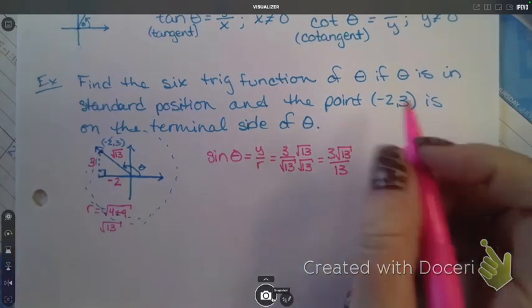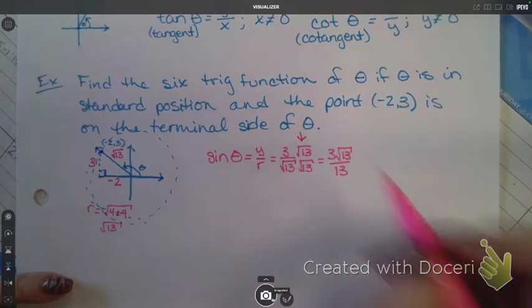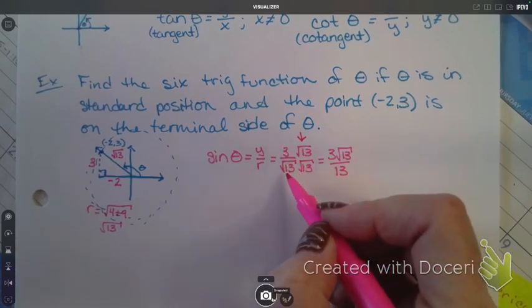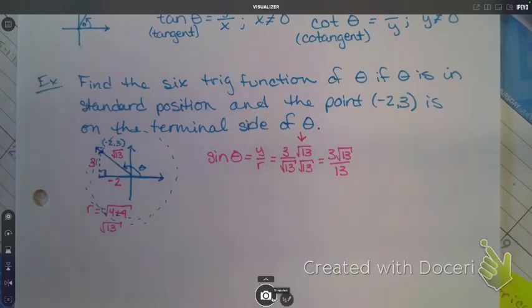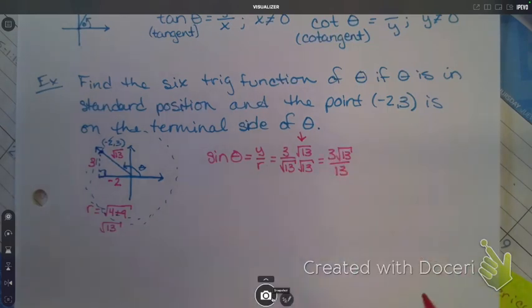Now, after today, I would assume I probably don't even see this step right here. I would assume you would go 3 over the square root of 13 and then just write 3 square root of 13 over 13, because that's what's going to happen every time, right? Sometimes we could reduce afterwards, but we can't reduce the 3 and the 13, can we?